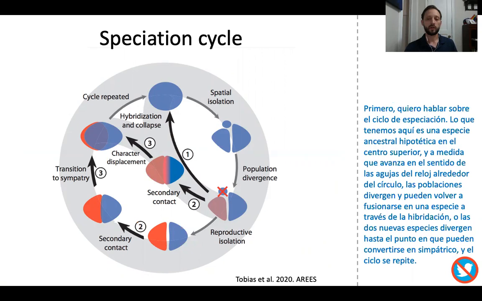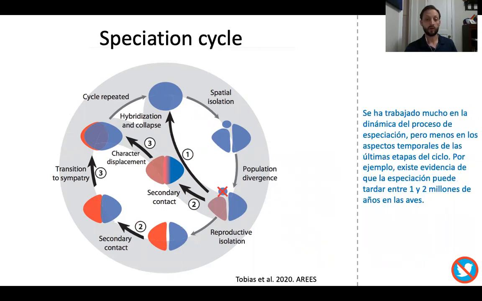And as you progress clockwise around the circle, the populations diverge and then can either merge back into one species via hybridization, or the two species diverge to the point that they can become sympatric, and then the cycle repeats itself. So much work has been done on the speciation process, but rather less has been done on the temporal aspects of the later stages of the cycle. For example, there's evidence that speciation can take as little as 1 to 2 million years in birds.